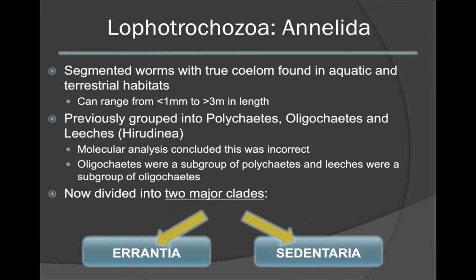Finally, the last group of Lophotrochozoans we will discuss are the annelids. These include segmented worms that have a true coelom. These can be found in aquatic and terrestrial habitats and can vary greatly in their length. Annelids were previously grouped into polychaetes, oligochaetes, as well as leeches. However, molecular analysis has proved that this previous grouping was incorrect. Oligochaetes were actually a subgroup of polychaetes, and leeches were a subgroup of oligochaetes. As a result, the newer revision of this system includes two major clades, the Errantia as well as the Sedentaria.